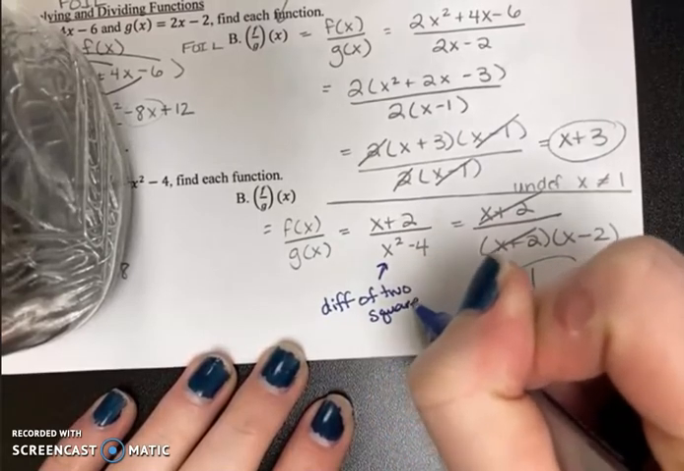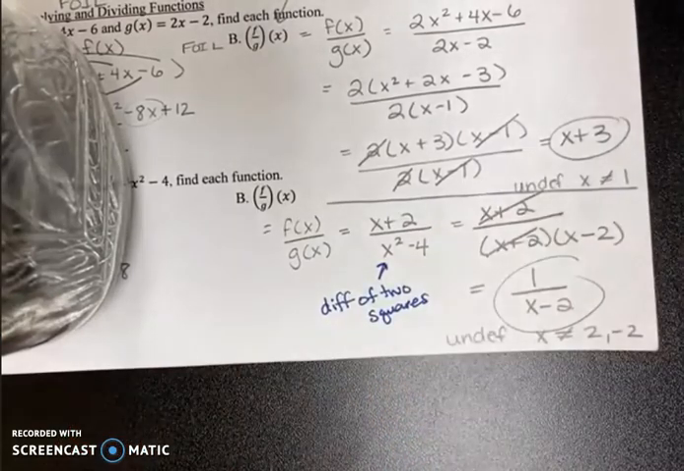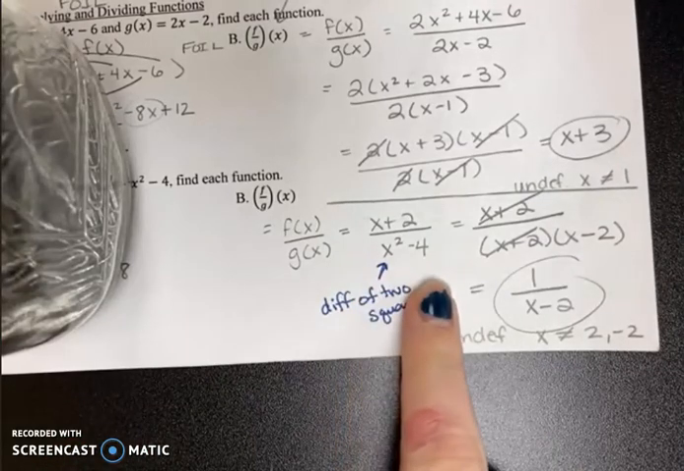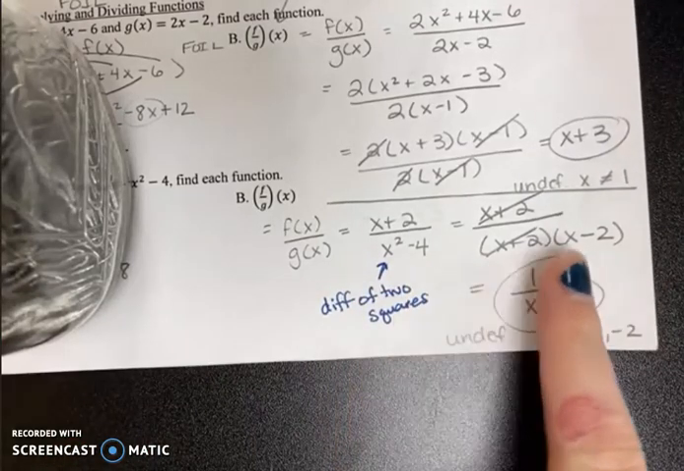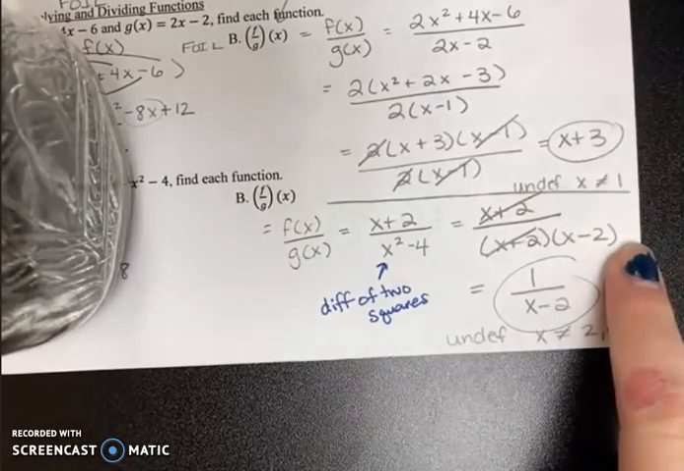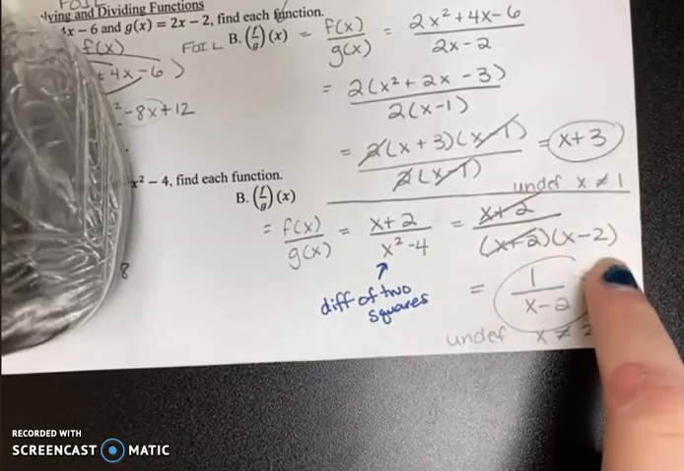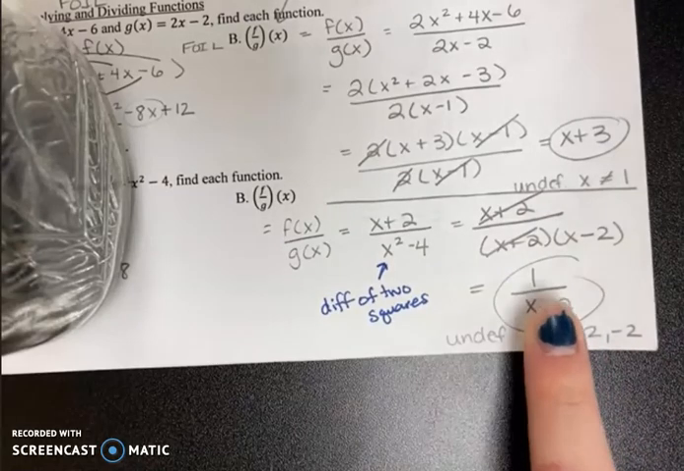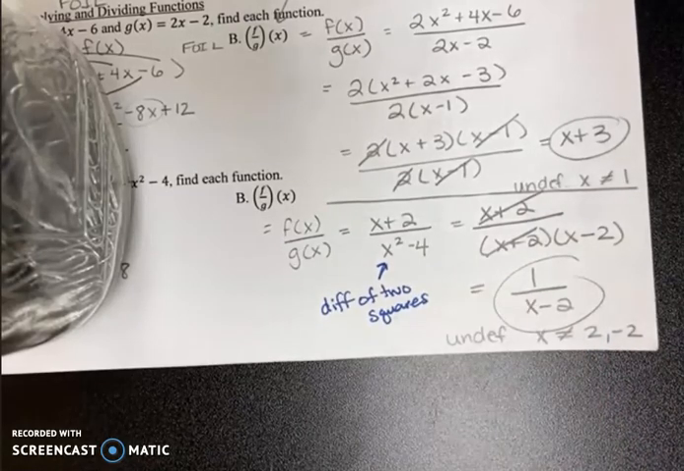It's one of our special cases from factoring. So A would have been x and B would have been 2. So it's A plus B and A minus B. The x plus 2's canceled, and I'm left with x minus 2 in the denominator. So you did need to have a 1 in the numerator to serve as a placeholder.